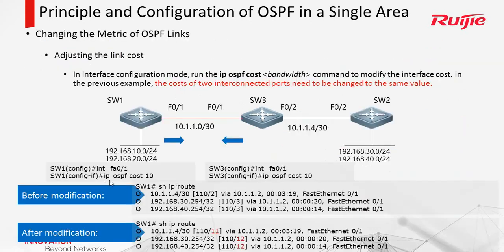We can use ip ospf cost. Then we change the value from 1 to 10. If we change this link, don't forget to change both ends. Then we can find that from here to SW2, the cost becomes 11, from 10 plus 1 equals 11.